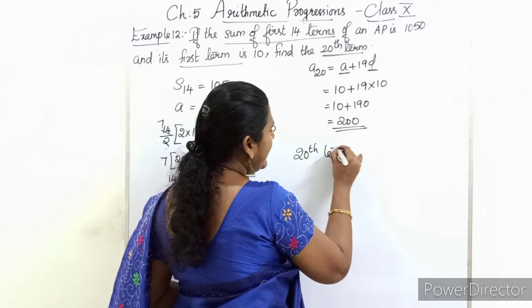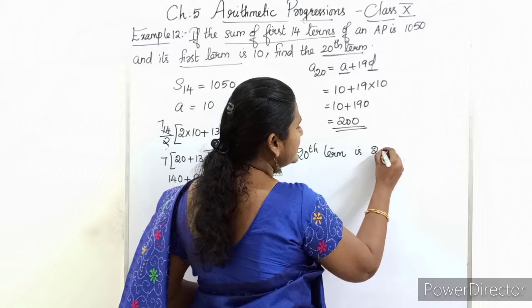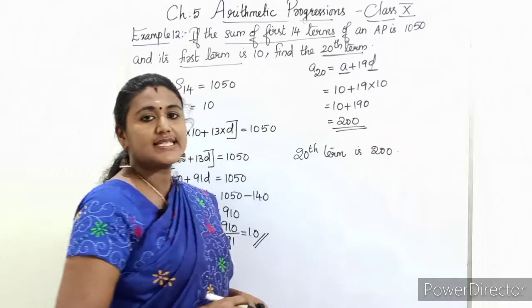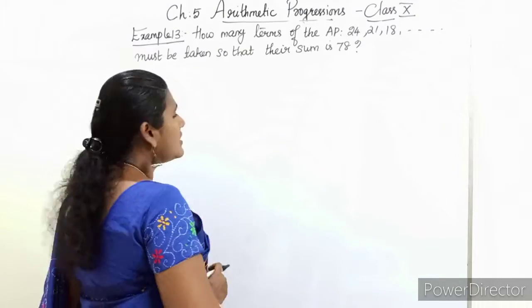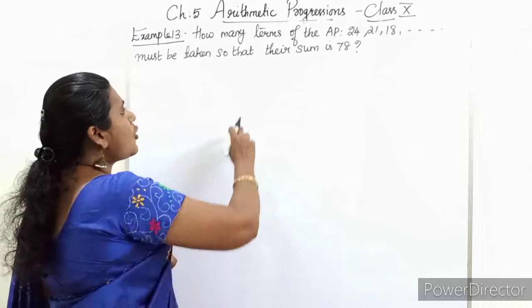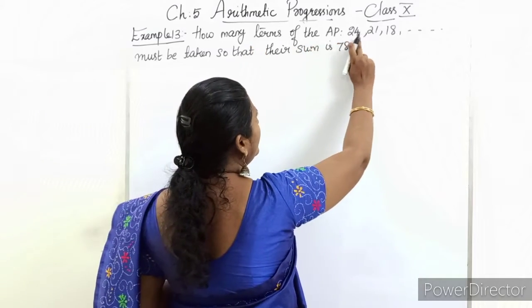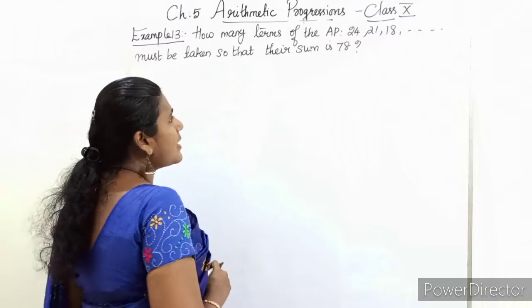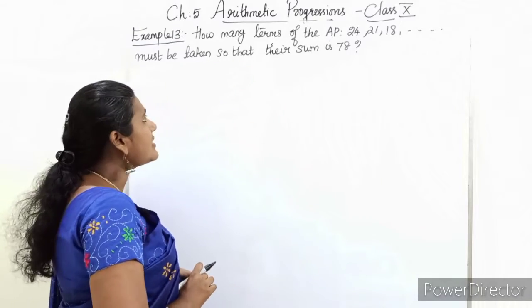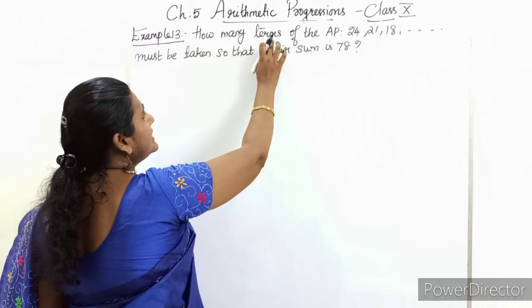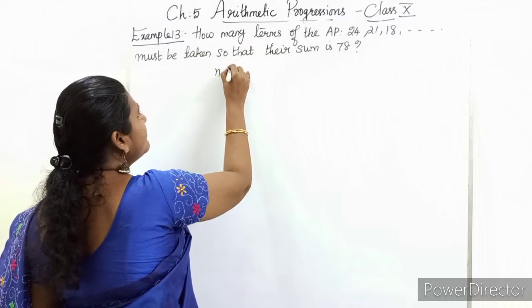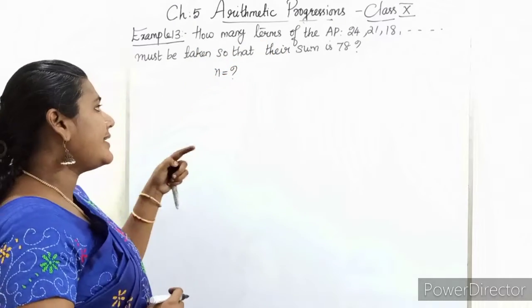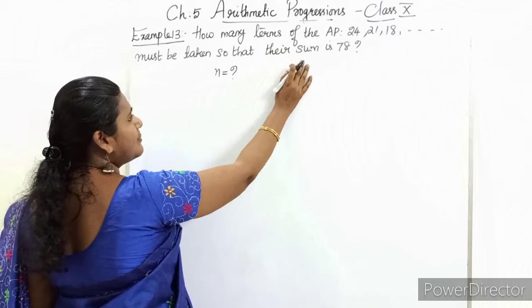Of the given AP, 20th term is 200. Now we will see the next example. Example 13: how many terms of the AP 24, 21, 18, etc. must be taken so that their sum is 78? So here in this question, we have to find the value of n, and the AP is given and the sum is also there.